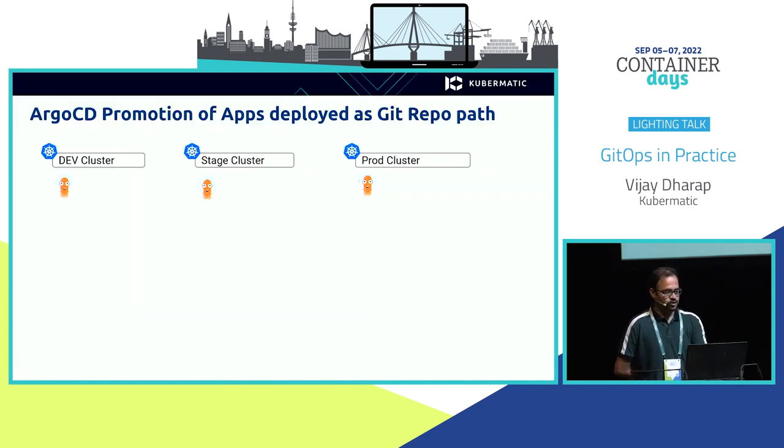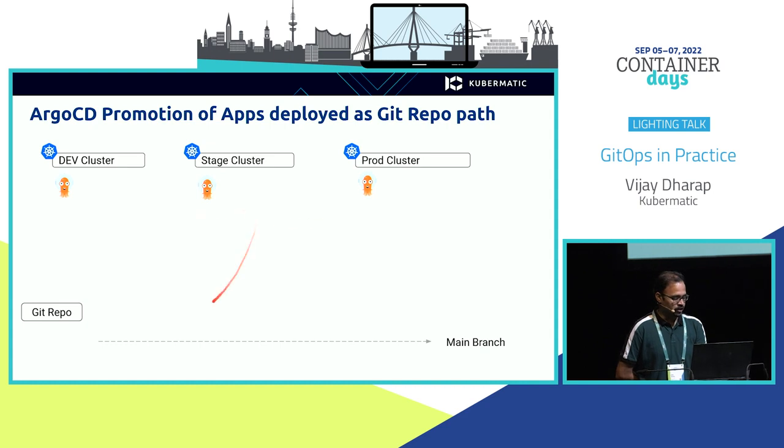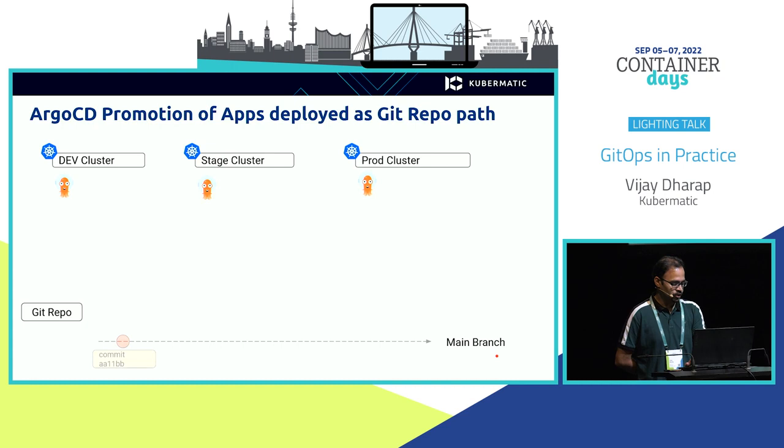So let us assume that you have 3 clusters: dev cluster, stage, and production cluster, and you have some way of controlling them via ArgoCD, either individually or at a common location. And you want to now deploy and move your changes for your application, and your application is sitting in a Git repository, and this is your main branch where your application source code is.